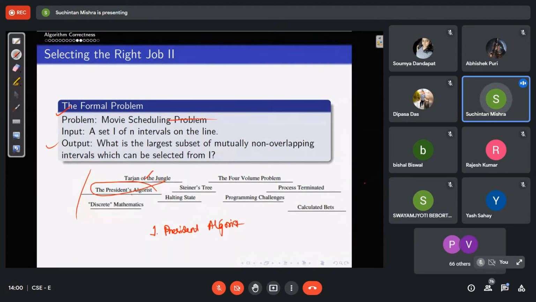Once he does this, then he cannot do the others. If he accepts this movie, then he has to reject this movie and he has to reject this movie. Why? Because they are overlapping. Now after this, also he has to reject this because these two are overlapping. But once he has completed this, now what are the remaining movies? These are the remaining movies. If you see what he can select next, the earliest starting movie, which is Steiner's Tree.